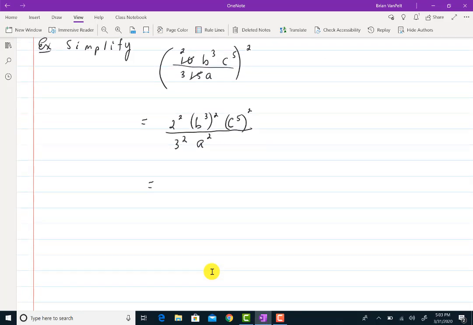2 to the second is 4. B cubed then squared is b to the 6th. C to the 5th squared is c to the 10th. In the denominator, I get 9a squared.